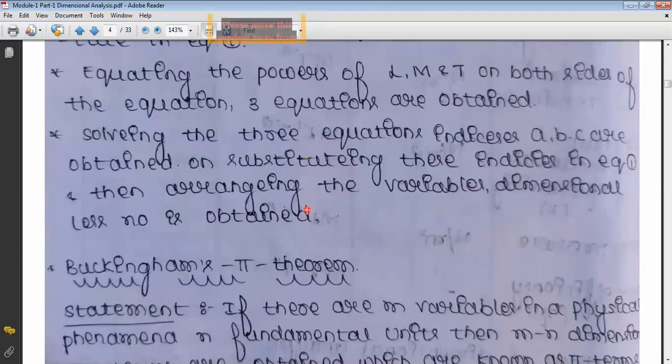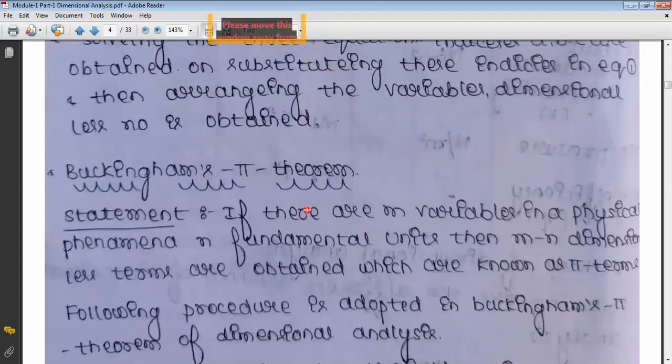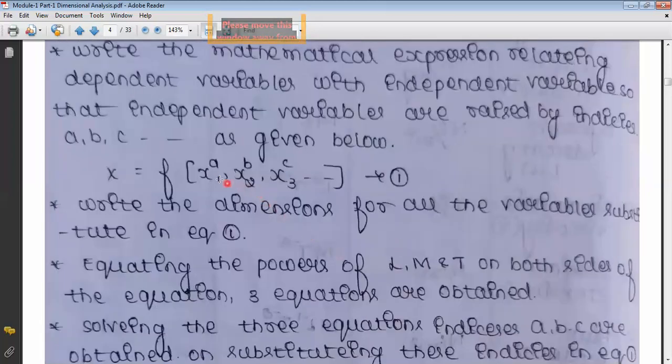The second method is the Buckingham Pi theorem. The statement goes like this: if there are m variables in a physical phenomenon and n fundamental units, then m minus n dimensionless terms are obtained, which are known as pi terms. Why will Buckingham's pi theorem be used? When there are only 3 independent variables, you get the powers a, b, c, you'll get 3 equations, and you can find a, b, c easily.